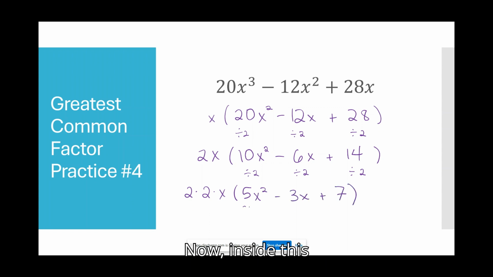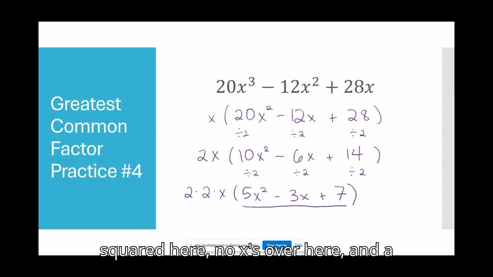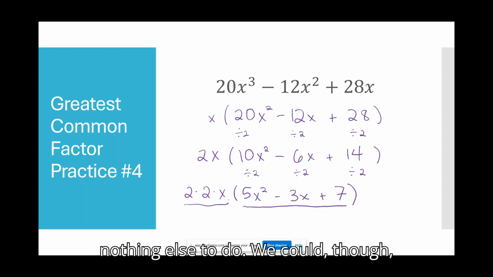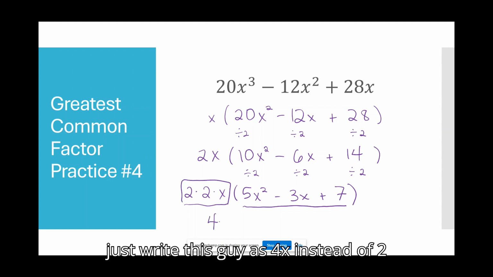Now, inside this parentheses, we've got an x squared here, no x's over here, and a bunch of prime numbers, so definitely nothing else to do. We could, though, just write this guy as 4x instead of 2 times 2.